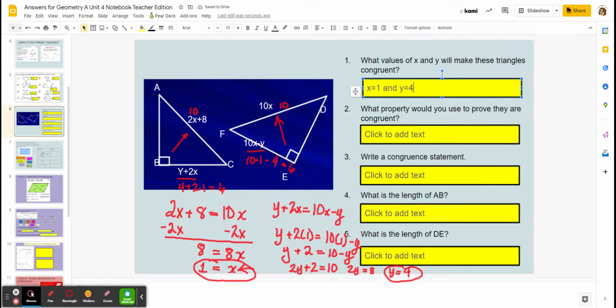What property would I use to prove that they are congruent? As we mentioned, this would be using the hypotenuse leg property. So I have the right triangle, I made the hypotenuses equal to each other, and a pair of corresponding legs.